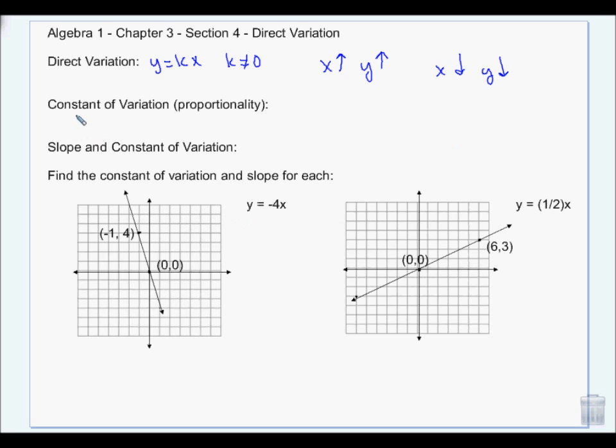The constant of variation, also called the constant of proportionality, is that k. And k is a number. So you might have like y equals 2x, where k would be 2. And that tells you that for every x, y is twice that much.